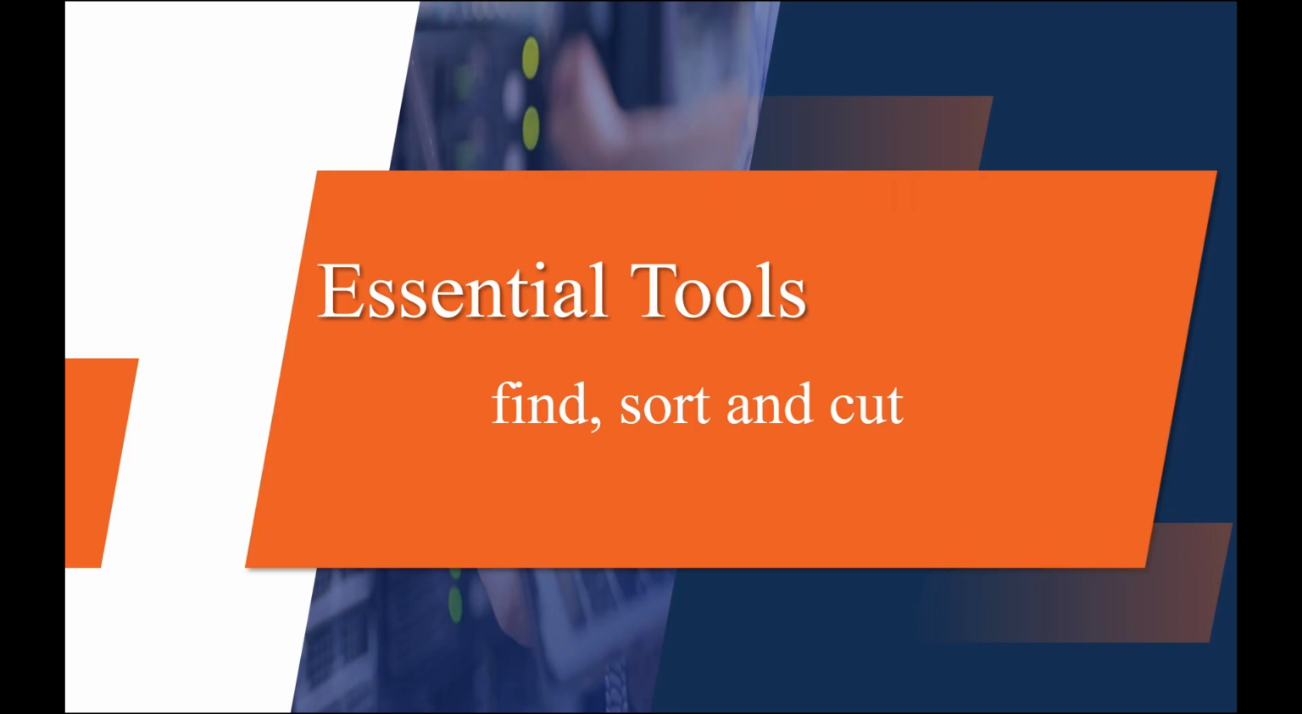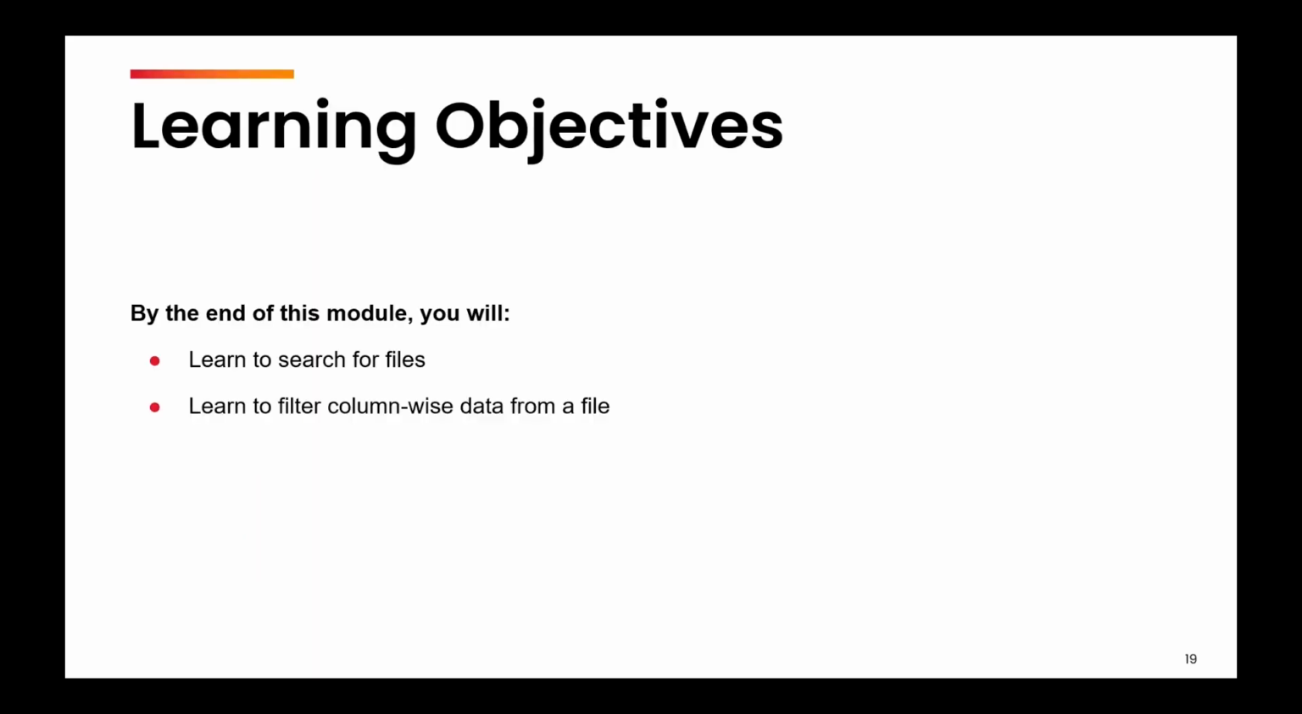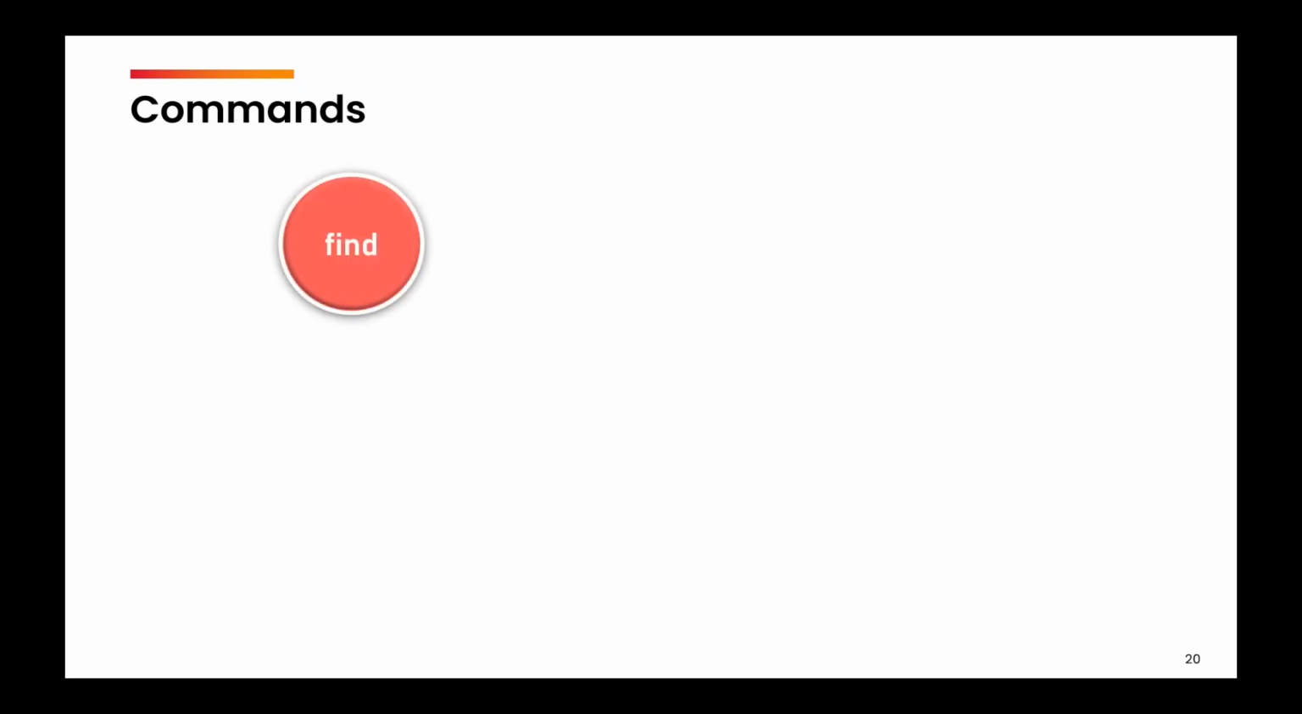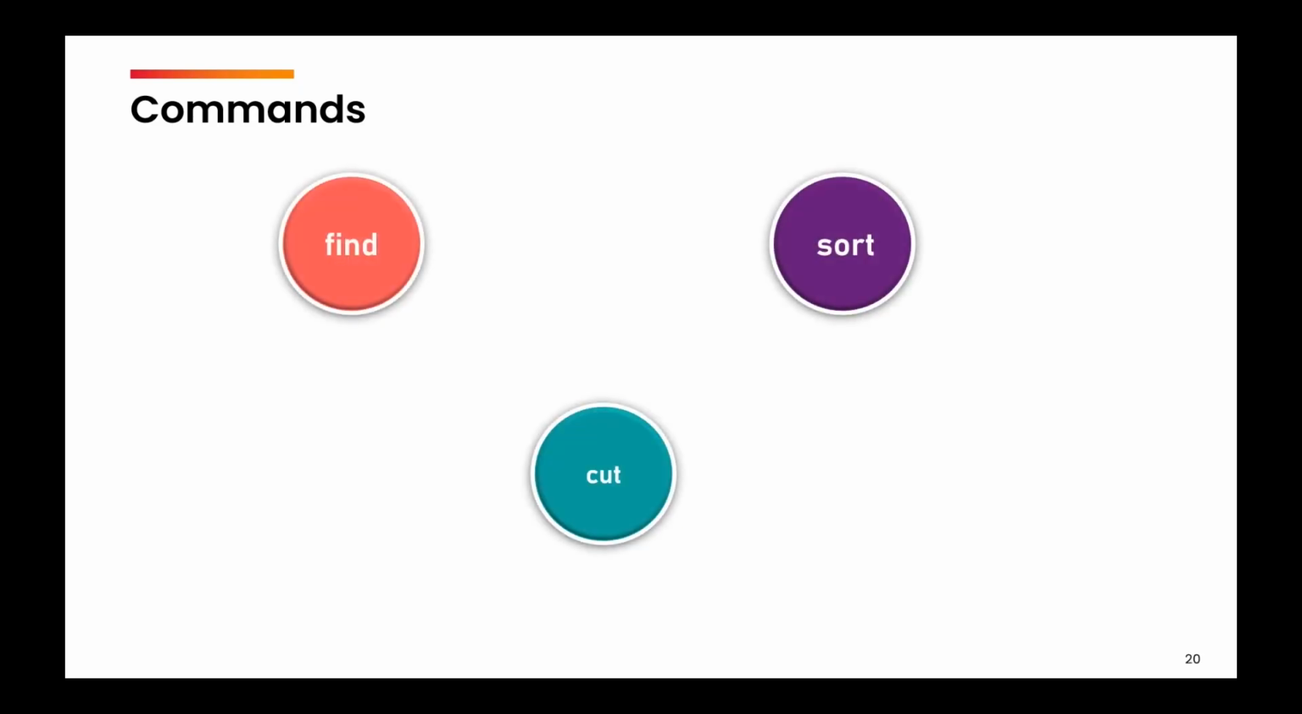Hello, in this video we are going to talk about how to find files in a tree structure and how to extract data column wise from a file. So we are going to talk about three commands: find, sort and cut. The first command is find. Find will help you to locate files in a directory hierarchy. So let us move to the lab part to understand how to use the find command.